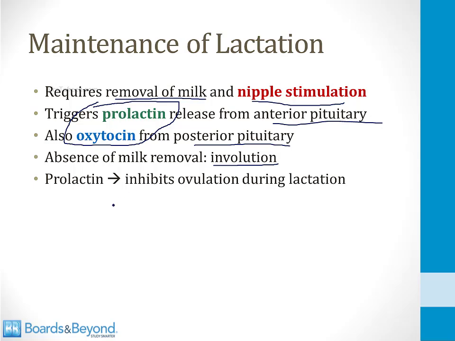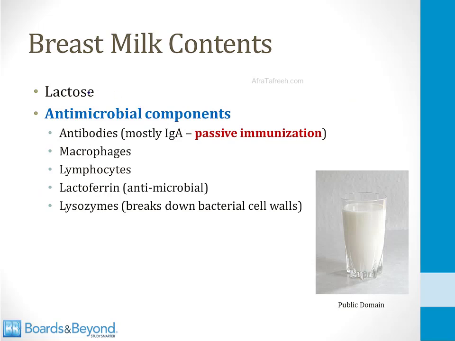Also, one thing you should know is that when mothers breastfeed, the prolactin release that occurs inhibits ovulation. This will keep the mother from becoming pregnant again during the time when she is breastfeeding. The main sugar that's found in breast milk is lactose, but what you should be aware of, especially for step 1 of your boards, is that breast milk contains lots of antimicrobial components, and these are very helpful to the baby. They prevent the baby from developing infections during the newborn period.